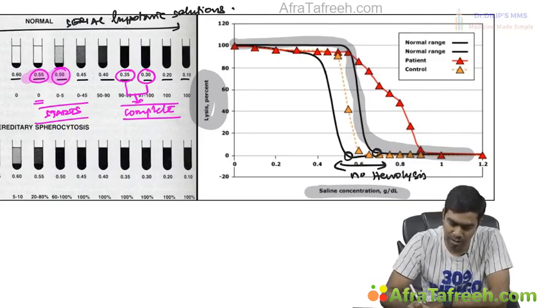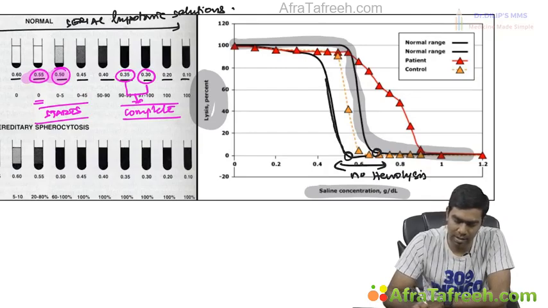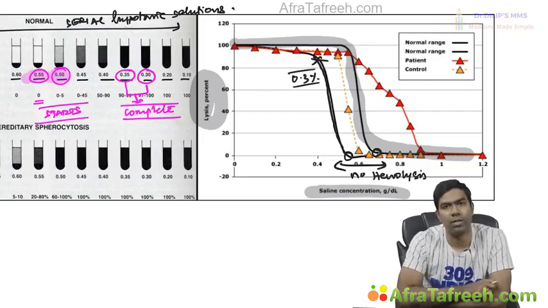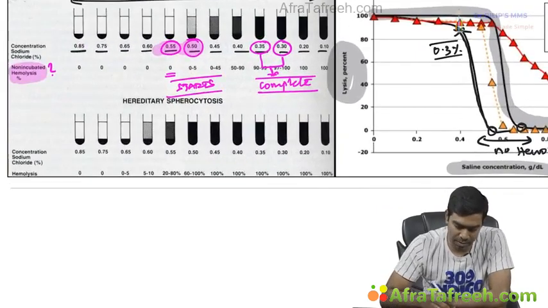Hemolysis typically starts around this 0.6, 0.5% mark. Typically in exam, remember 0.5, and it increases, and hemolysis will be complete by around 0.3% mark. Usually that's what happens. But if you see in a patient with hereditary spherocytosis, you can put in red color. This is a patient with hereditary spherocytosis.